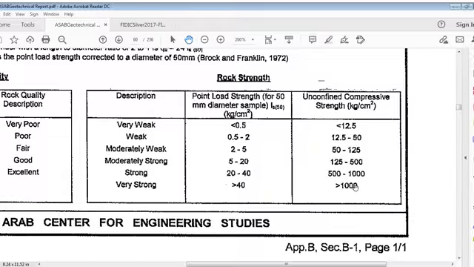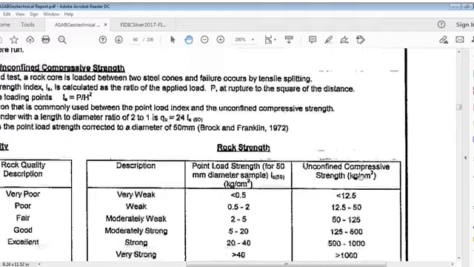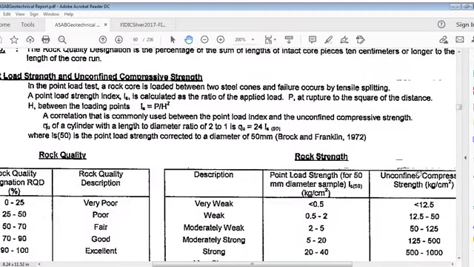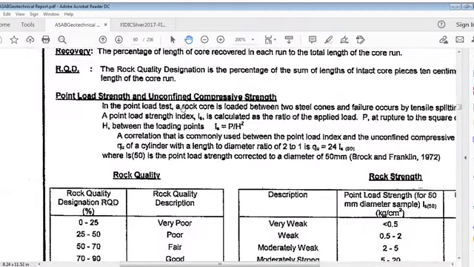Greater than 1000 even. In this case, very strong rock, very strong. So this is rock strength and rock quality. So this was point load strength and unconfined compressive strength.